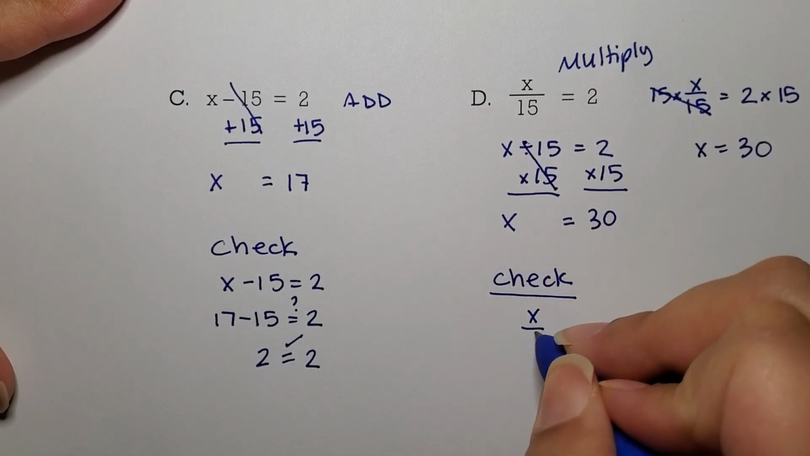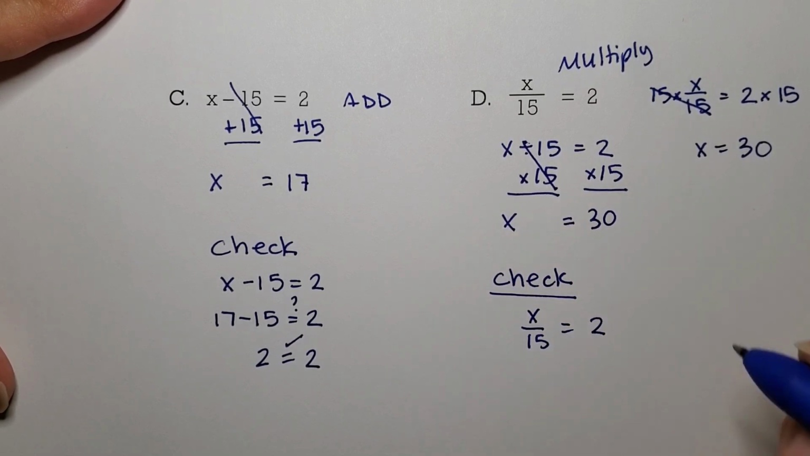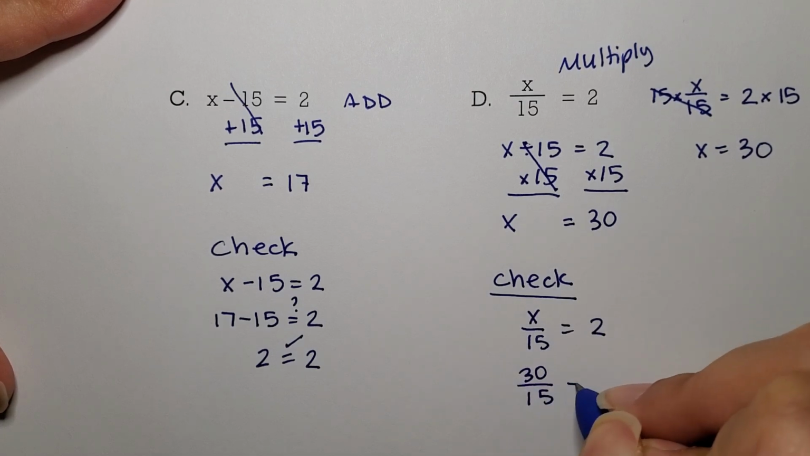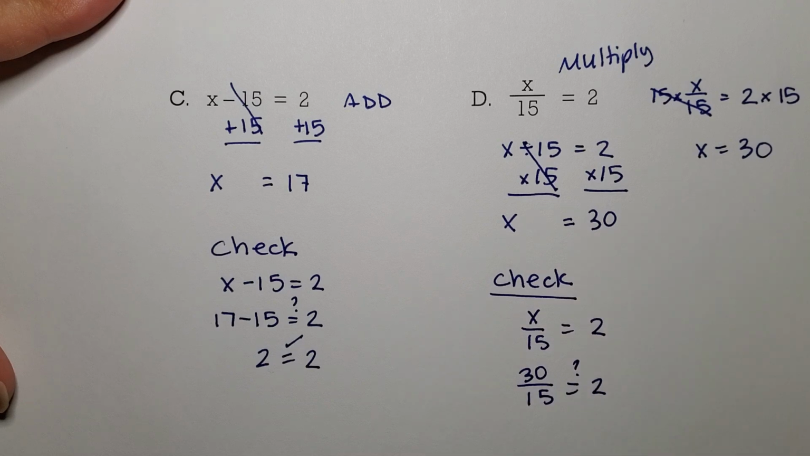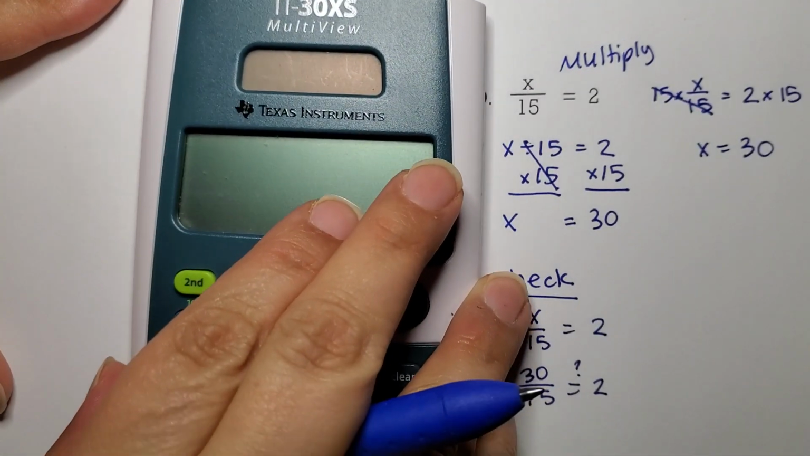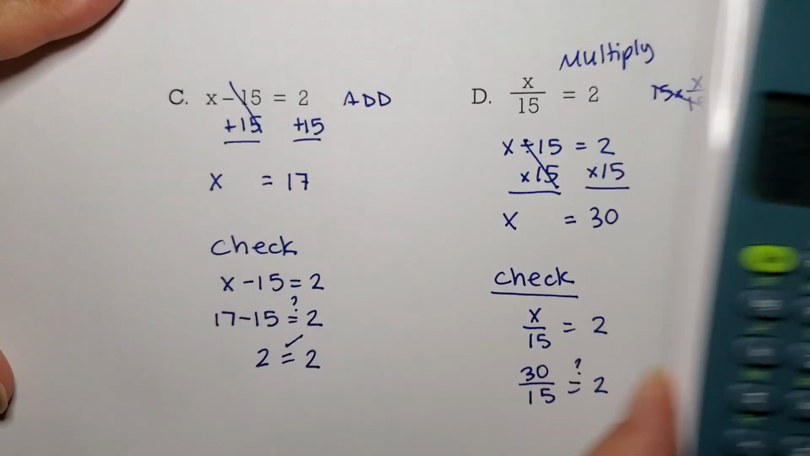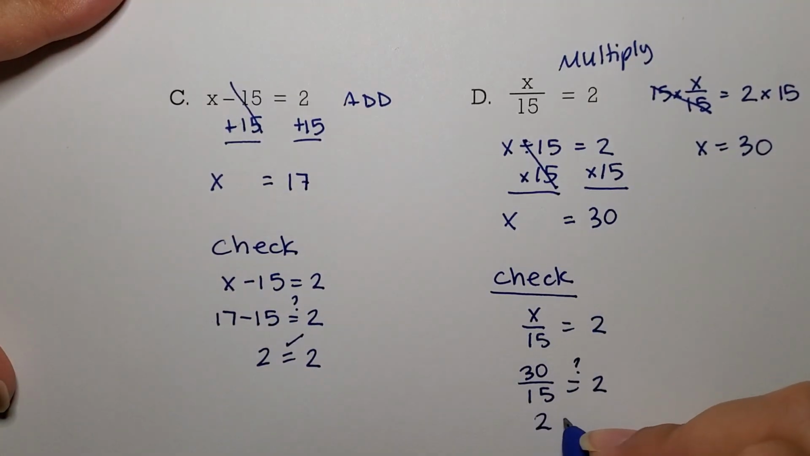So x over 15 is equal to 2. So is 30 over 15 equal to 2? Let's use our friend here. So you could either do 30 divided by 15, or use your fraction button, 30 over 15, and we get 2. So it does check out.